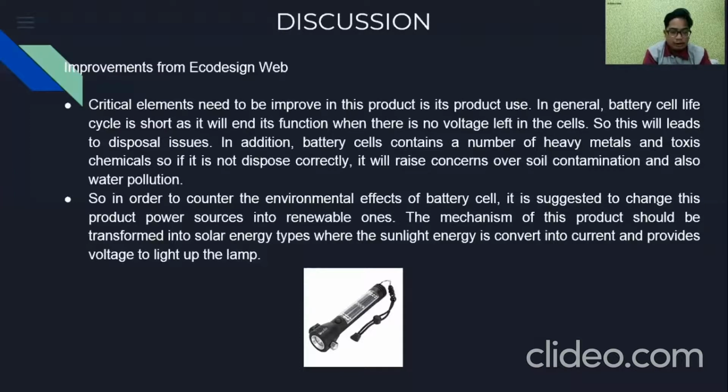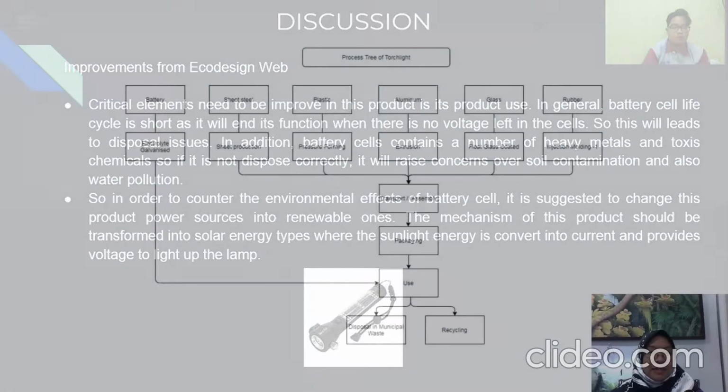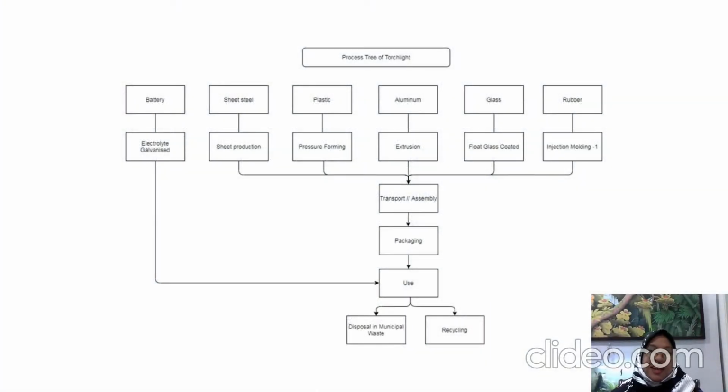The figure shown is the solar type model torchlight that has been used in the market. This is the process tree of torchlight. As you can see, there are vast materials needed for the production of torchlight. The battery production was excluded as it is an exception for this production. The battery was primarily used for the consumption phase.